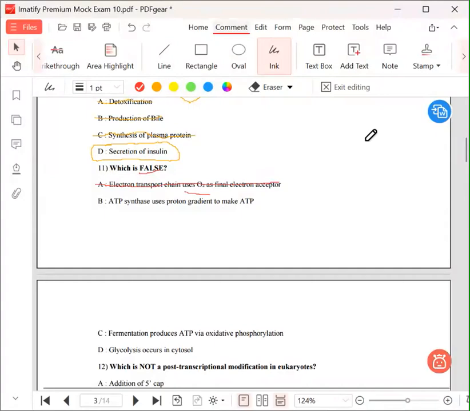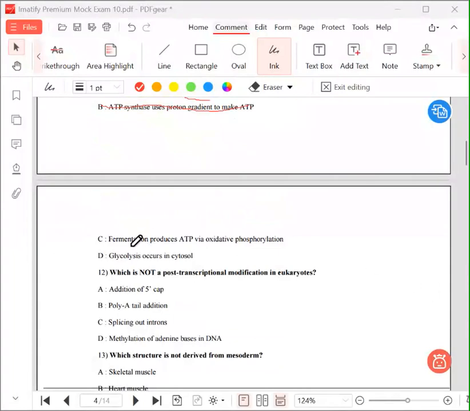Eliminate it because in the electron transport chain, the electron moves along the pathway from NADH to coenzyme Q, then to cytochrome B, then to cytochrome C, then to cytochrome A, A3, and then it combines with oxygen, which further combines with hydrogen ions to form water. ATP synthase uses proton gradient to make ATP. This is also a correct option. In the Z scheme, ATP synthase does use proton gradient to make ATP.